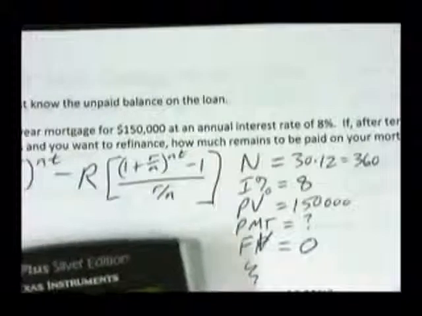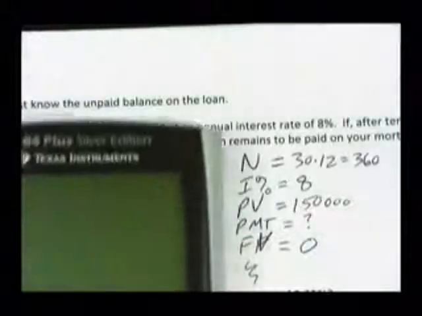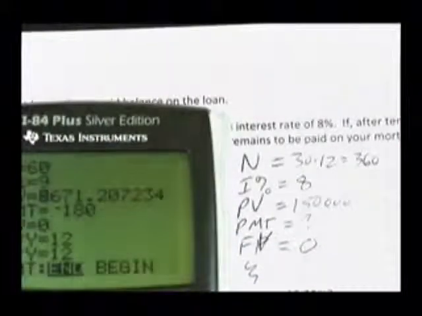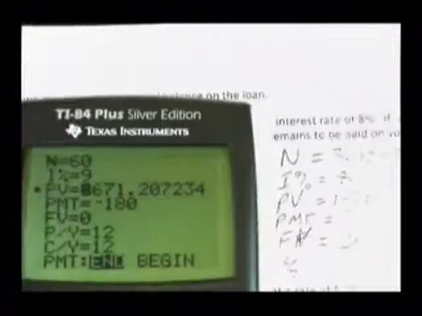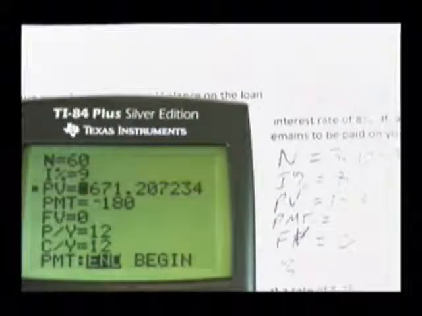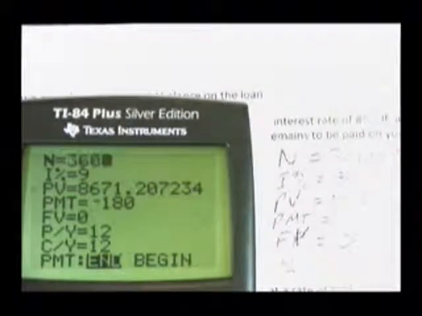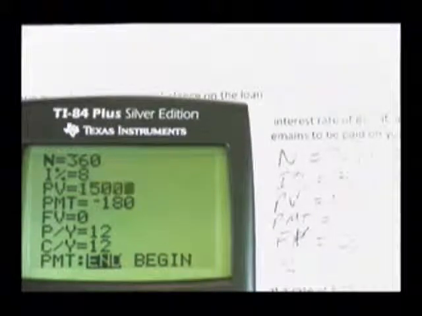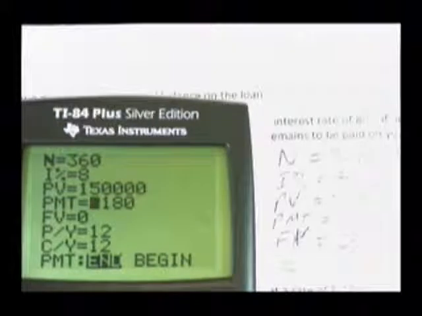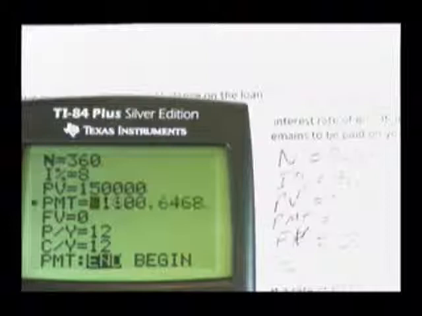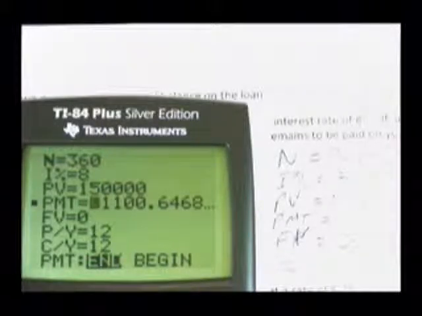So if I do that on the calculator, I'm going to plug in 360, 8%, $150,000, and I'm going to get down to 0. I don't know what my payments are going to be. My payments are going to be $1,100.65.